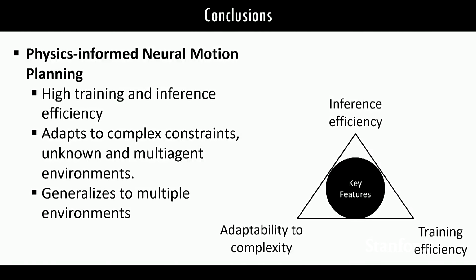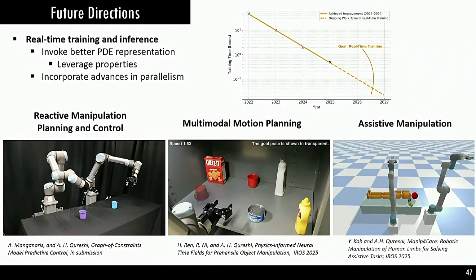So in conclusion, you should use physics priors because they give you all these three features: inference efficiency, training efficiency, and adaptability. In our future direction, we want to improve our training efficiency. Our current models take about 5 minutes. I want to achieve real-time training, so that this neural network will be a plug-and-play model. That's my vision. If you have this plug-and-play model, transferability and generalizing to new environments won't be an issue, because the robot can just go there and train on the fly and perform all your manipulation and motion planning problems.